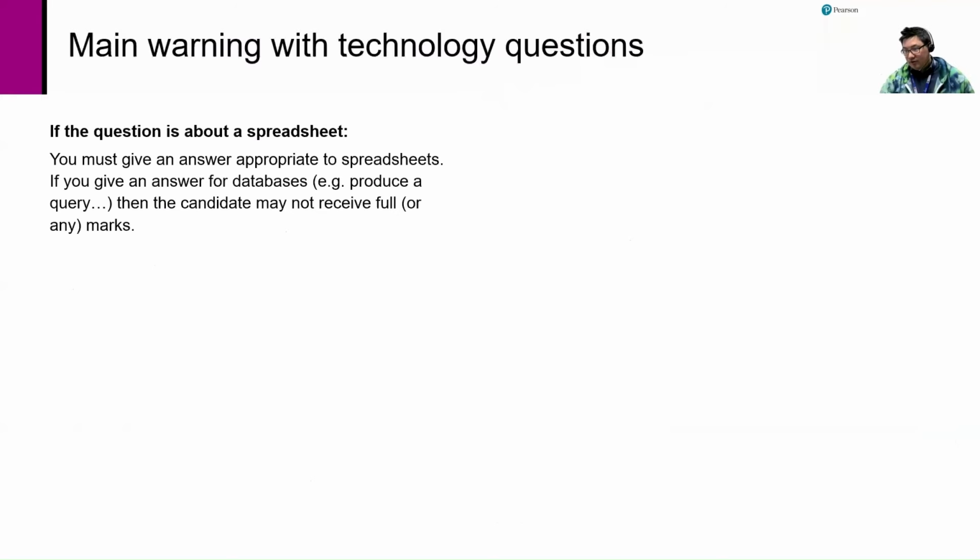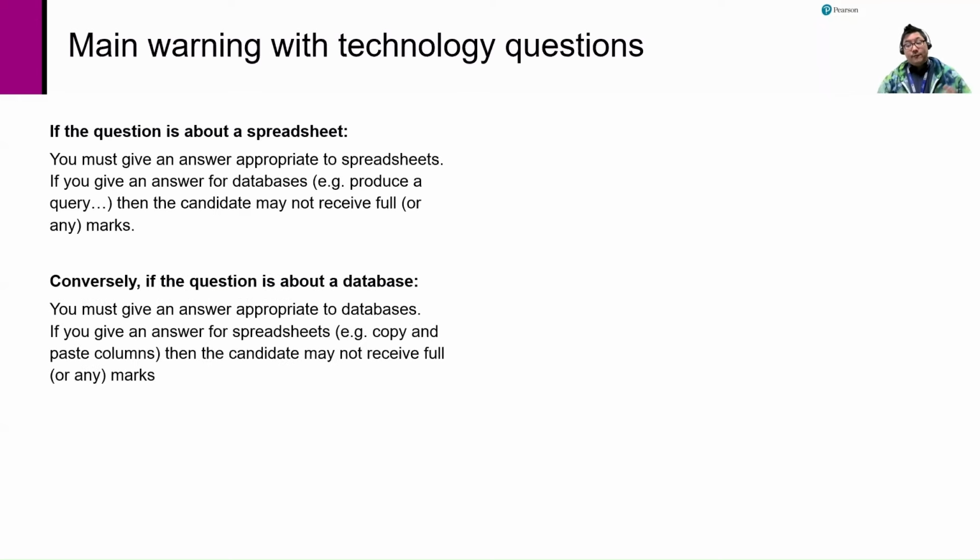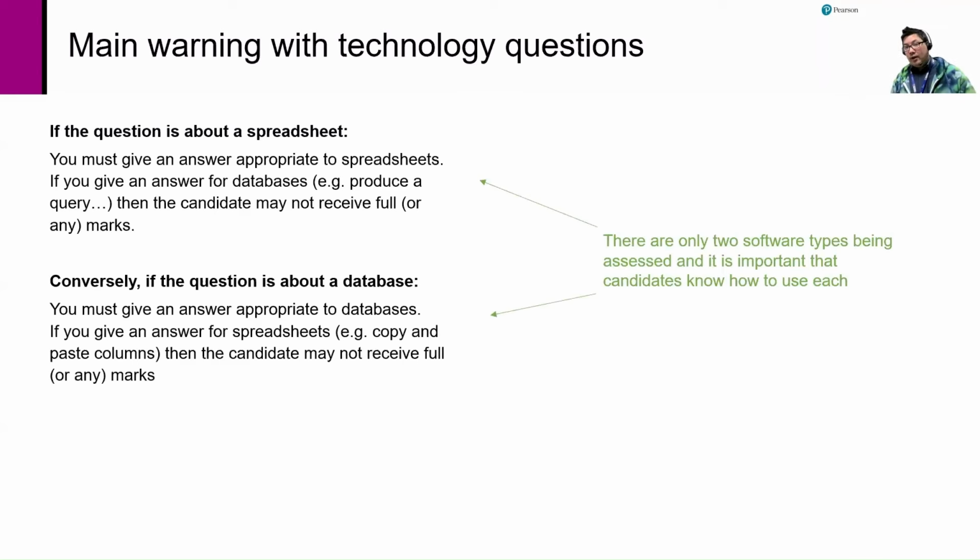Now, the main warning with technology questions: if the question is about a spreadsheet, then the answer must be about a spreadsheet. If a candidate writes down a database answer for a spreadsheet question, they may not achieve any marks at all. Or they may get some partial credit, but they definitely won't get full marks. Vice versa, if the question is about a database, but a spreadsheet answer is given, then the same rule applies. So candidates have to be aware of which one is which. That's because there are only two technology softwares that we are actually looking at, spreadsheets and databases. Candidates are expected to know which one is which, and if they get it the wrong way round, they may not get full marks.